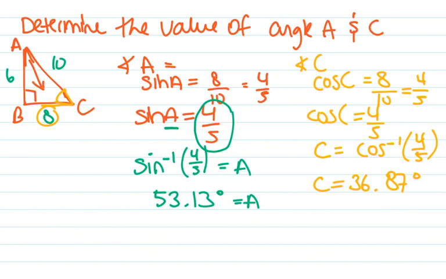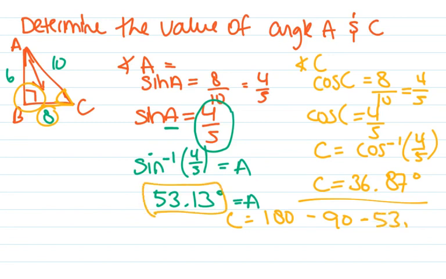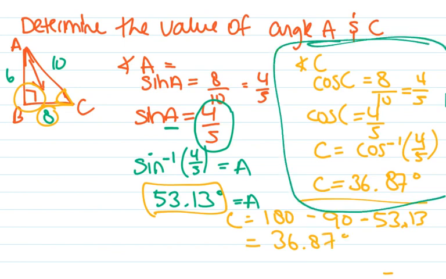36.87 degrees. Now, you could also find angle C by doing 180 minus 90 because we know B is 90. And now that we know A is 53.13, you could do it that way because we know that all three angles in a triangle add up to 180, and you would get the same answer as well. But I just wanted to show you that this method here works using the three primary trig ratios as well.